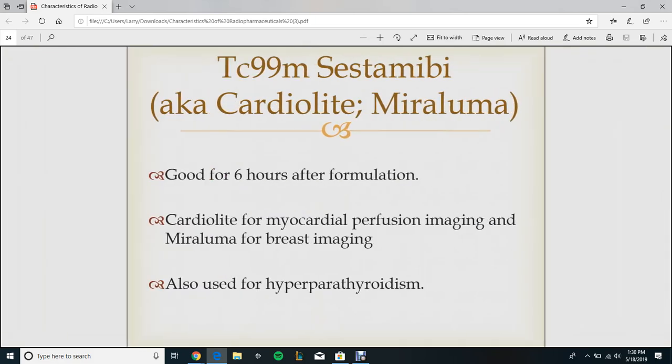Technetium-99m sestamibi is good for 6 hours after formulation. Cardiolite is used for myocardial perfusion imaging, and Miraluma for breast imaging. It is also used for hyperparathyroidism.